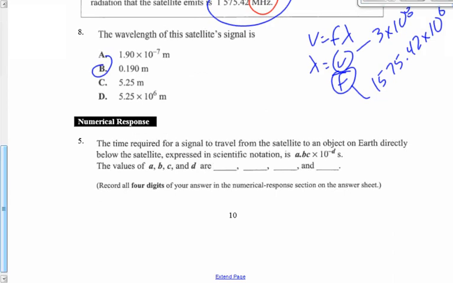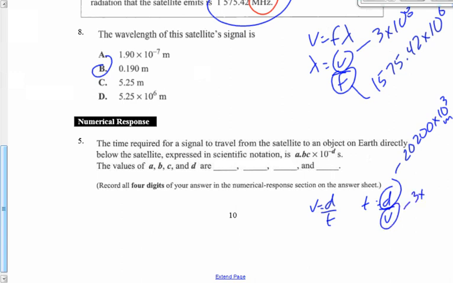The last question, we will go back to one more here. But numeric response number 5 says the time that it takes the signal to go from the satellite to the Earth. This one's just V equals D over T, even easier. The distance was, I think, 20,200 times 10 to the 3 meters, 20,000 kilometers, divided by 3 times 10 to the 8. Do that math, and it worked out to be 6.73 times 10 to the negative 2 seconds.